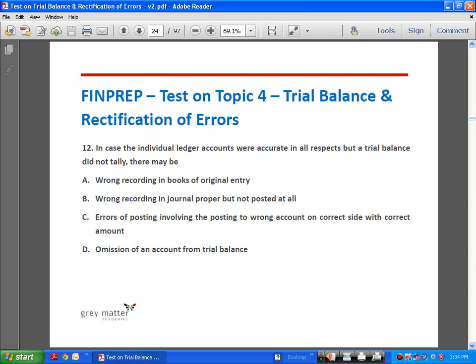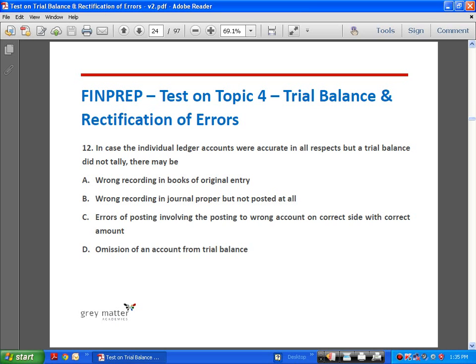Next, question number 12. In case the individual ledger accounts were accurate in all respects, but a trial balance did not tally, there may be: wrong recording in books of original entry, wrong recording in journal proper but not posted at all, errors of posting involving the posting to wrong account on correct side with correct amount, omission of an account from trial balance, right?